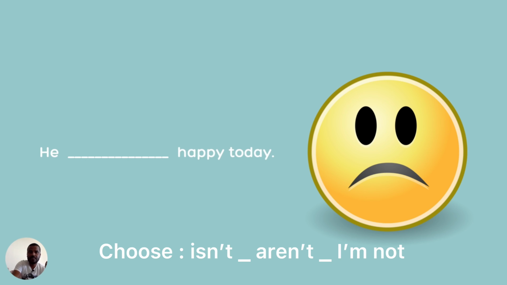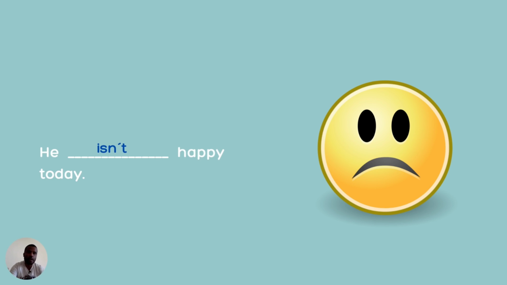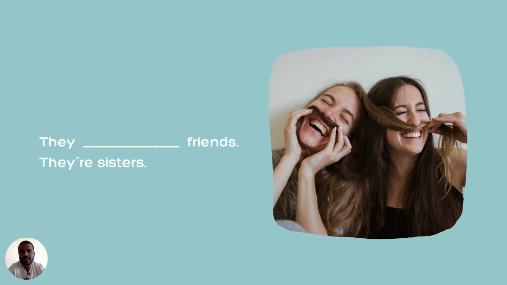Here we have: he happy today. Is he happy? No. Okay, he's not. He isn't happy. I give you the answer. Here I need to use the negative form. Okay, I need to use the verb to be in negative form. We are going to say he isn't happy today. Right? Good. We move to another example.